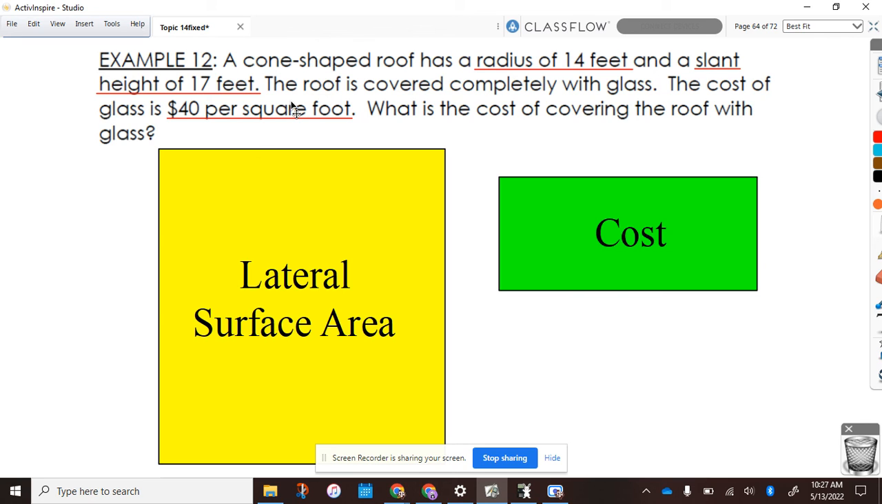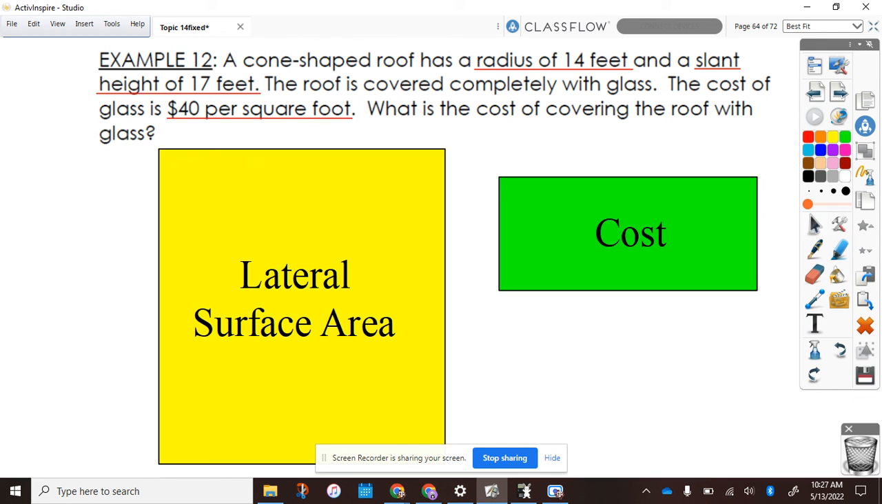We are trying to figure out how much it would cost to cover the outside of that roof, like the cone-shaped slanted part of that roof that's exposed to the outside. We don't care what's going on underneath the roof. We care what's going on top of the roof because we're covering it with glass. So we are only going to be dealing with lateral surface area because the base of this cone isn't part of the roof that we're dealing with.